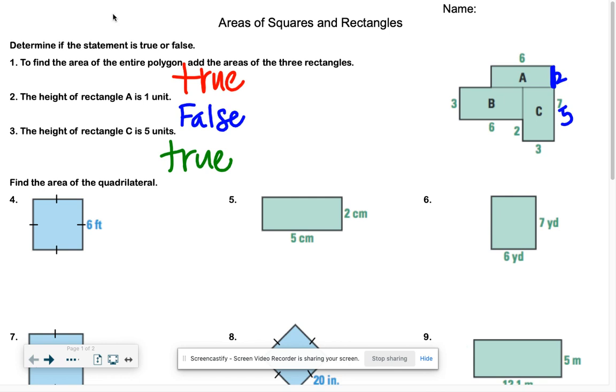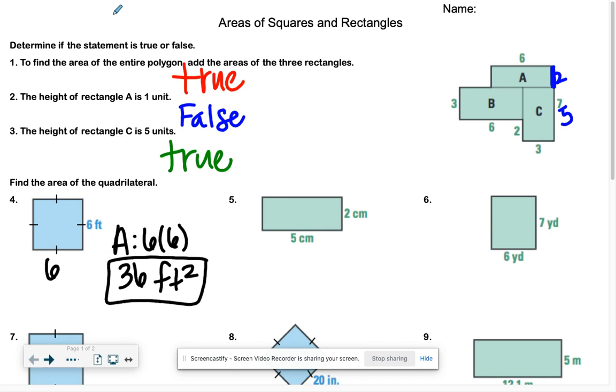Okay, I'll do 4 with you, then I'll let you work. Find the area of the quadrilateral. Yeah, because this bottom would be 6. 6 times 6 is 36 feet squared. Okay, this will take you no time at all. Work on this and you can skip 24, 25, 26 on the back, the last 3. Cross off 24, 25, 26.